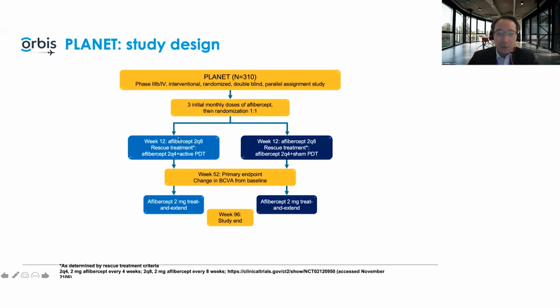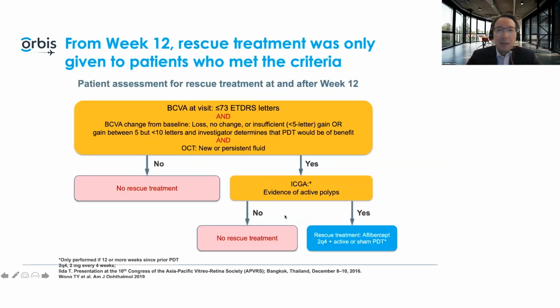One is the rescue PDT arm, or with active rescue PDT. The other is with the sham PDT. But both arms would still be having ongoing aflibercept 2 milligram every 4 weeks, and then extension. And then at 1 year, they would be treated as treat and extend. So many patients did not receive the rescue treatment because the rescue criteria were quite stringent.